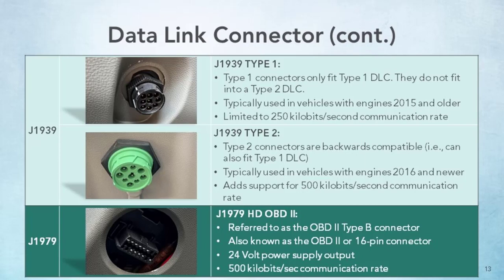The bottom DLC in the picture is known as the OBD2 Type B or 16-pin connector. It is found in trucks using the SAE J1979 communication protocol in their OBD systems. It supports a baud rate of 500 kilobytes per second.